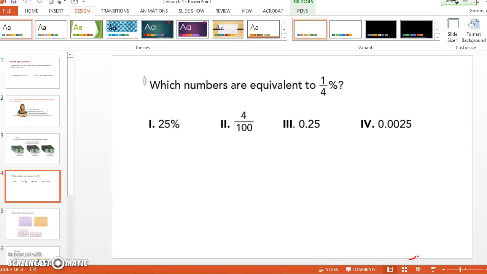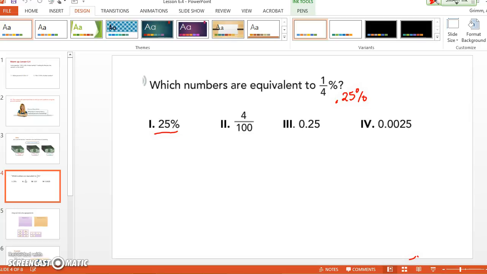Okay, all right, so this says which numbers are equivalent to a fourth of a percent. Okay, so a fourth of a percent, is that even a whole percent? No. Okay, so that's like saying I have a fourth of a pizza. I only have 0.25%, super tiny. Okay, so is that the same thing as 25%? No. If you got 25% on a quiz, you did poorly, but that's better than getting a fourth of a percent. Does that make sense? Because that'd be less than 1.